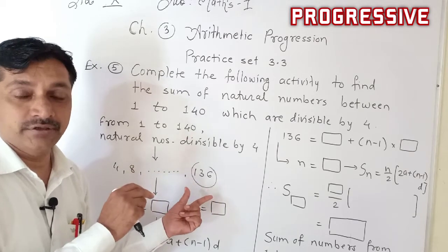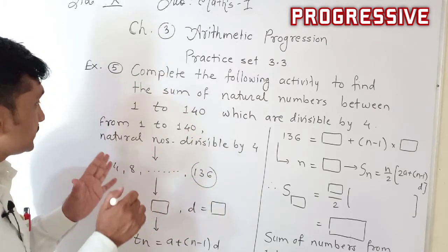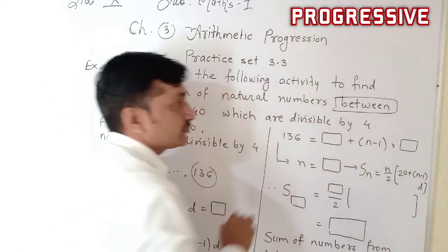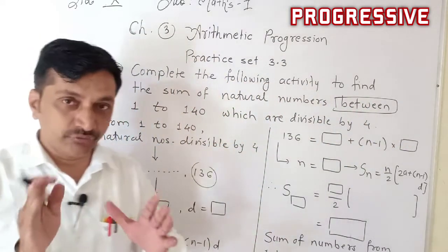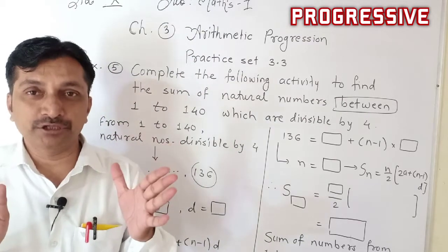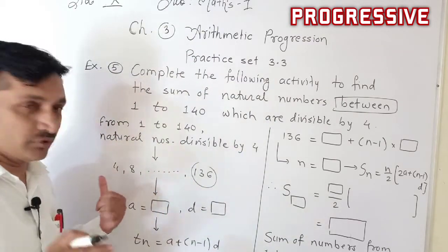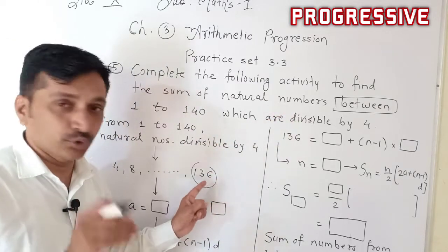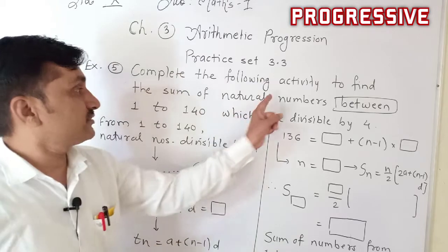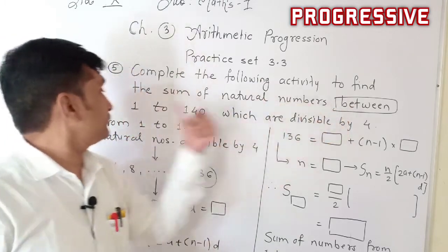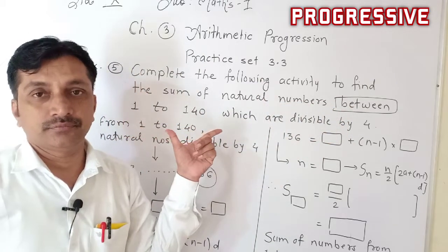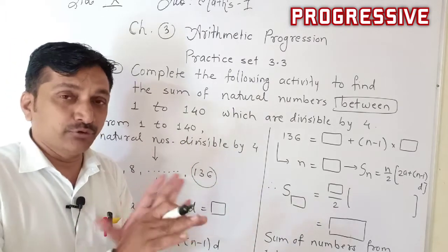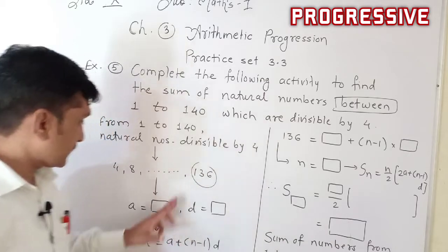The reason is this word here: between. Between means 140 will not be included. 140 is divisible by 4, but we cannot take it, because we want natural numbers between 1 and 140. That's why, excluding 140, the last term is 136.